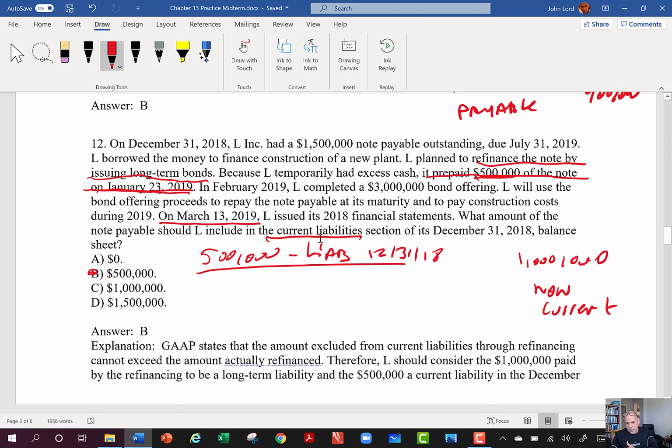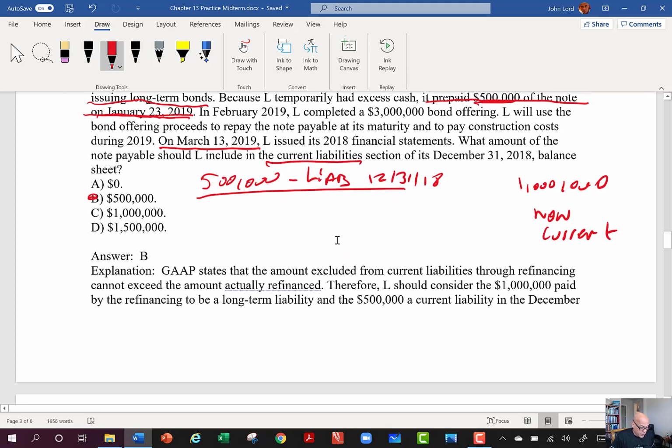If the contract isn't signed until after the balance sheet date, then that liability still would have to be carried as current. So there's a difference between having a contract to refinance and actually executing the refinance, which is what they did in this case, before they issued the financial statements, so they could carry that as non-current on their 2018 financial statements. Okay? All right, good.